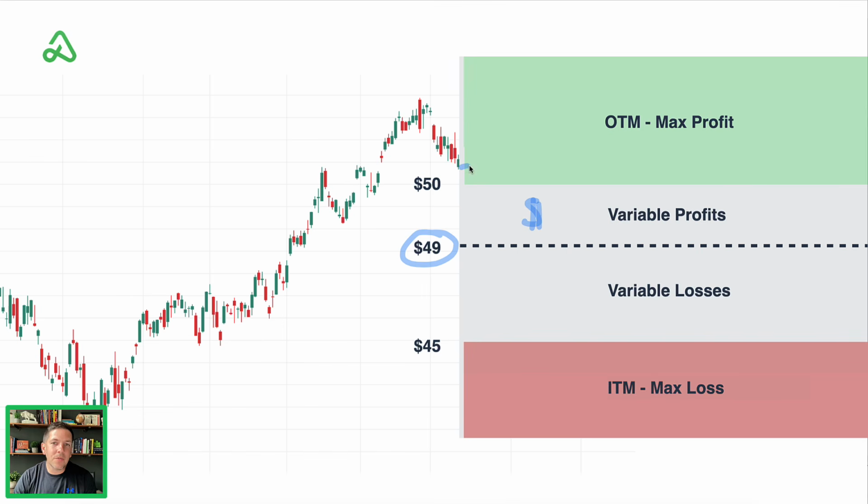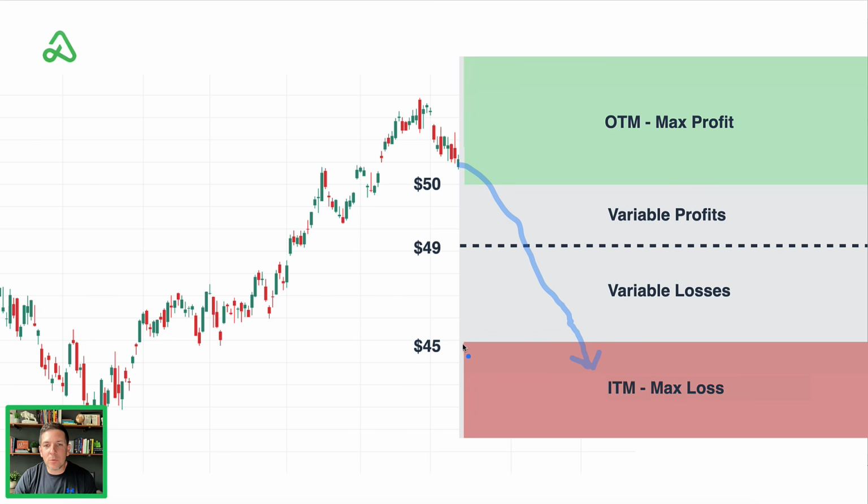This is where the stock actually dropped and went lower, so you're wrong on your assumption for where the stock is going to go. You didn't predict it correctly, but you still made money, which is kind of cool. If the stock drops below 49 but still stays above 45, you're in that variable loss zone. So maybe you lose $50, $100, $200, but you don't lose your max amount of money, which is the 400. It's only if the stock drops considerably in this diagram and starts to really go down, so you were way wrong on your position.